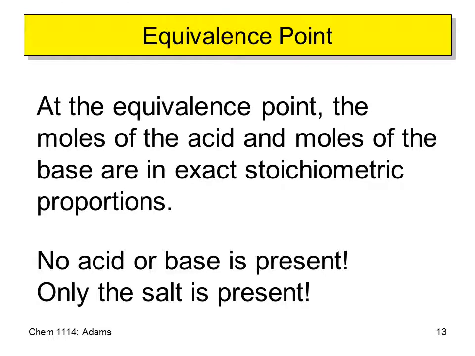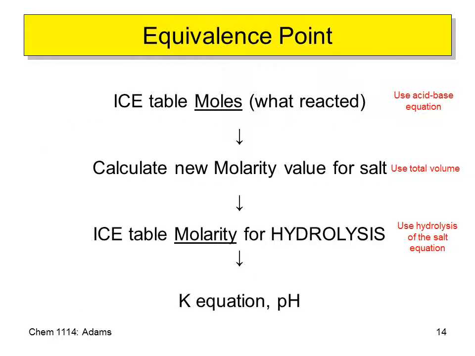No acid is present, no base is present. The only species present at the equivalence point is the salt. Again, we're going to use this 4-step methodology to calculate the pH at the equivalence point. The only change here is we're going to use a different equation when we need to use the ice table for the molarity. We're going to use the hydrolysis equation.